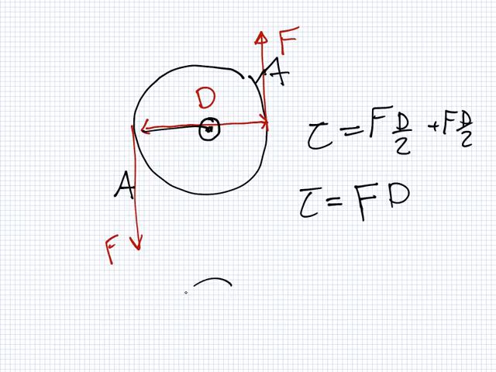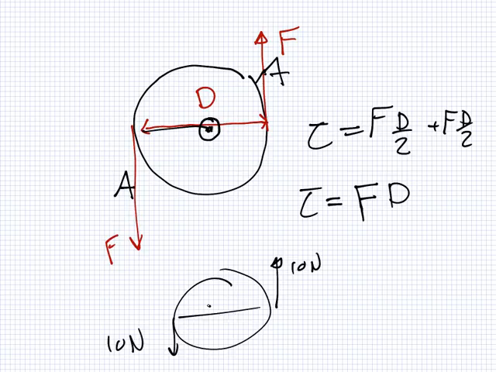So for example, if somebody's turning a steering wheel and they apply 10 newtons this way and 10 newtons this way, and what would this be? I don't know, 0.4 or something like this. The total turning force, I can do it quickly in my head, would be 4. It'd be 10 times 0.4.